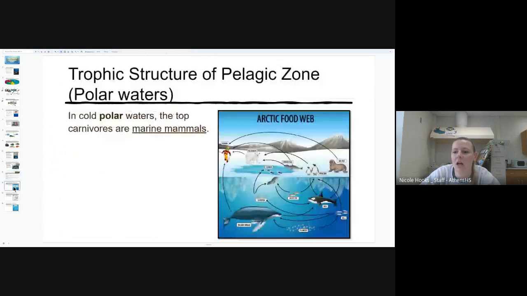Okay. And then the last 3 we're going to talk about is how this relates to ecology. So the trophic structures of each of the zones. So in the pelagic zone, in the polar waters, our marine mammals are at the top of the food chain. So we've got our polar bears, leopard seals, penguins, walruses. Penguins aren't marine mammals, but you essentially get it, like baleen whales and orcas. Those are our main top predators. And yes, polar bear is a marine mammal. They spend enough time in water that we can say, yes, marine mammal.